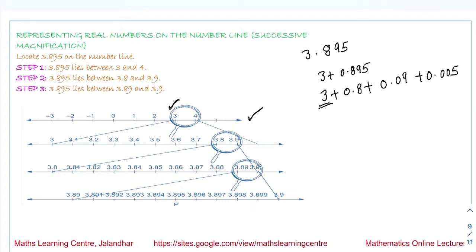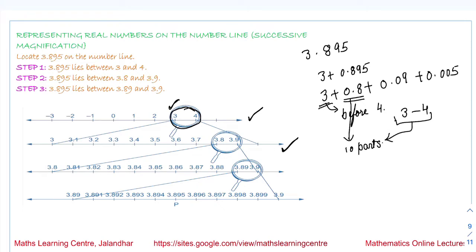It means we are saying it is after 3 and before 4. It is between 3 and 4. So what we do is we magnify this 3 to 4 region, and we have drawn this second line. Now it is 0.8. It means I am dividing this part in 10 parts. Between 3 and 4, I have divided the interval in 10 parts, and I am talking about the 8th part over here.